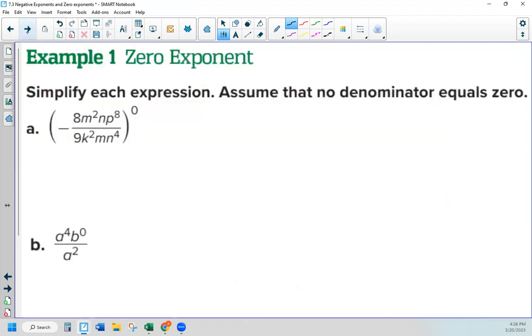The one that I will be able to give you a little bit more feedback on would be the negative one. So when we get to that one, I'll give you a little more reasoning as to how things happen the way they happen. So let's look at this first example. Example number 1. Simplify each expression. Assume that no denominator equals 0.